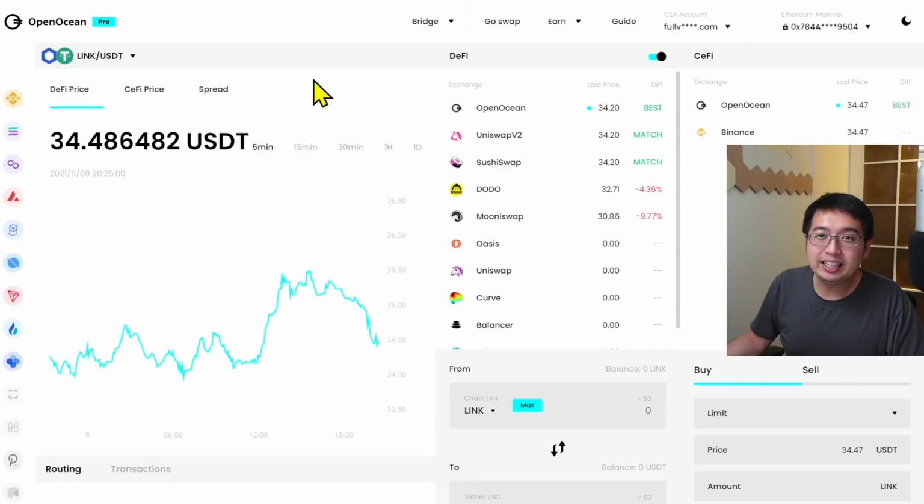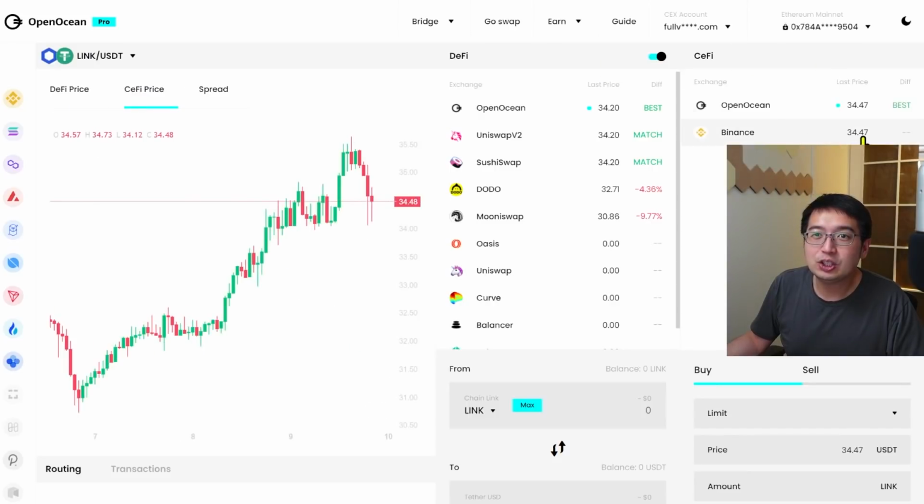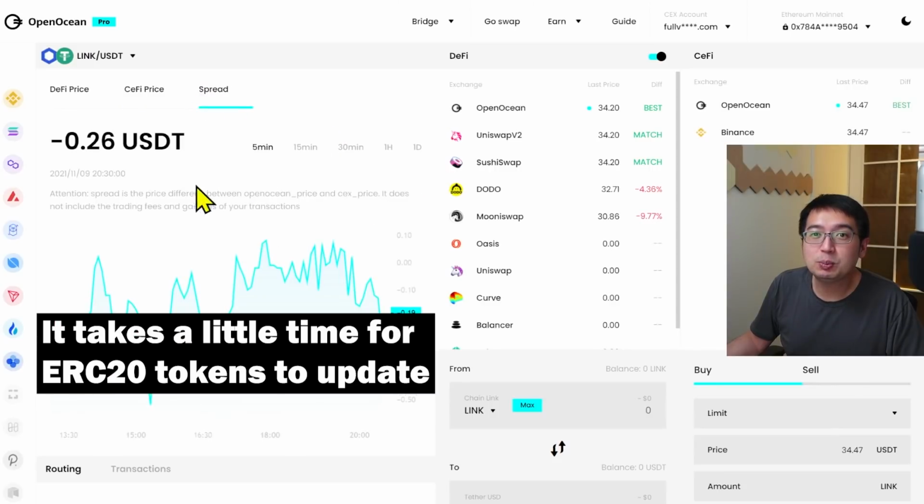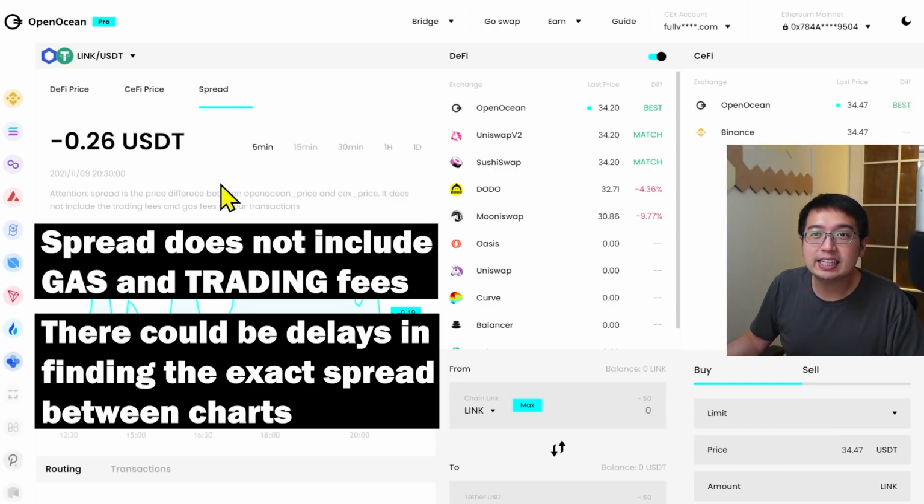So 1 Link is equal to 34.48, and that is the DeFi price. We can check out the CeFi price. This would show us the price against Binance. It is at 34.50 at the moment. And if we check the price spread, there is a 26-cent difference.